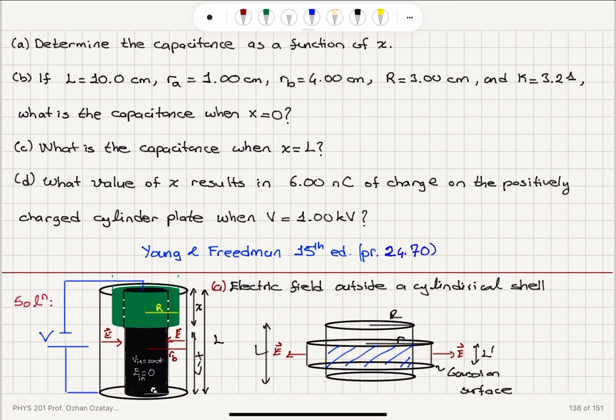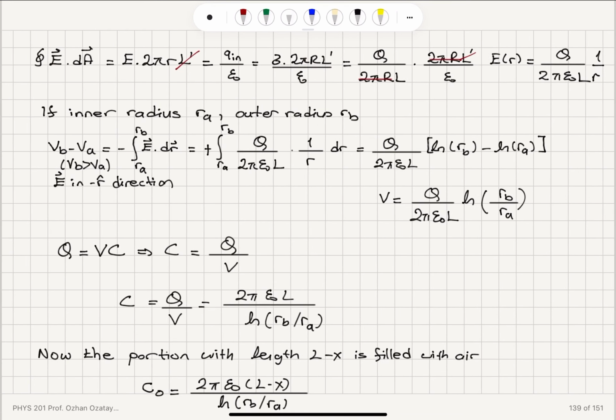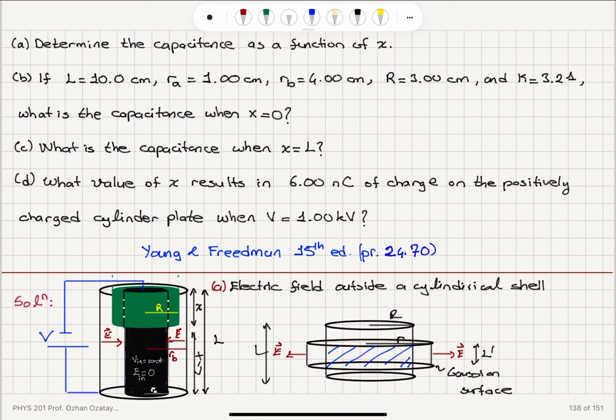And now in part B, if L is equal to 10 centimeters, the total length of the cylinder, R sub A is 1 centimeter, that is the radius of the solid cylinder inside. R sub B is equal to 4 centimeters, the radius of the hollow cylinder. And capital R is equal to 3 centimeters, that is the radius of the insert. And kappa, the dielectric constant, is 3.21. What is the capacitance when x is equal to 0 and when x is equal to L?